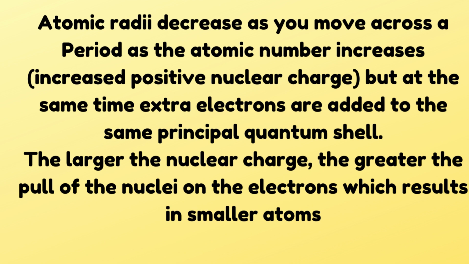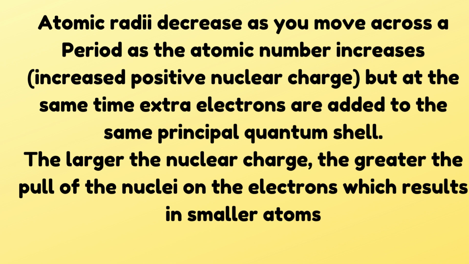But at the same time, extra electrons are added to the same shell, same principal quantum shell. The larger the nuclear charge, the greater the pull of the nuclei on the electrons, which results in smaller atoms. So as you can see here, when you move from left to right in a periodic table, the number of protons increases. That means the nuclear charge increases. When the number of protons increases, the number of electrons also increases.